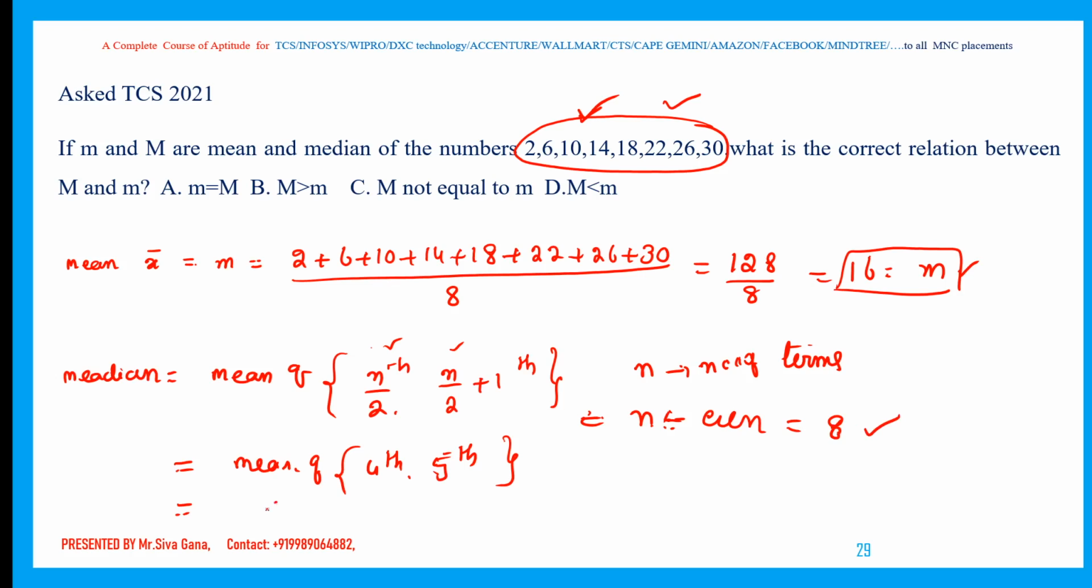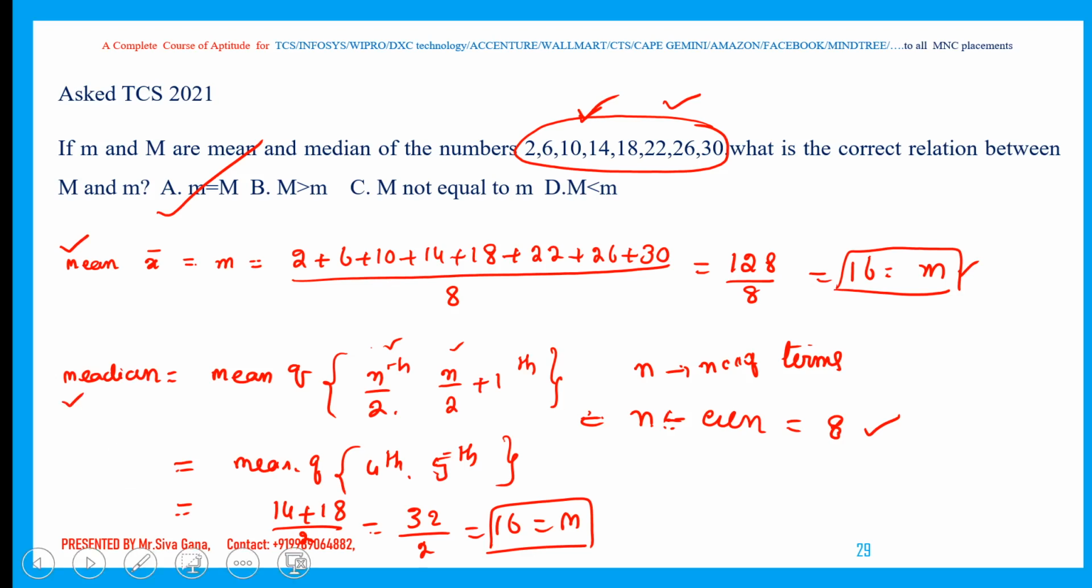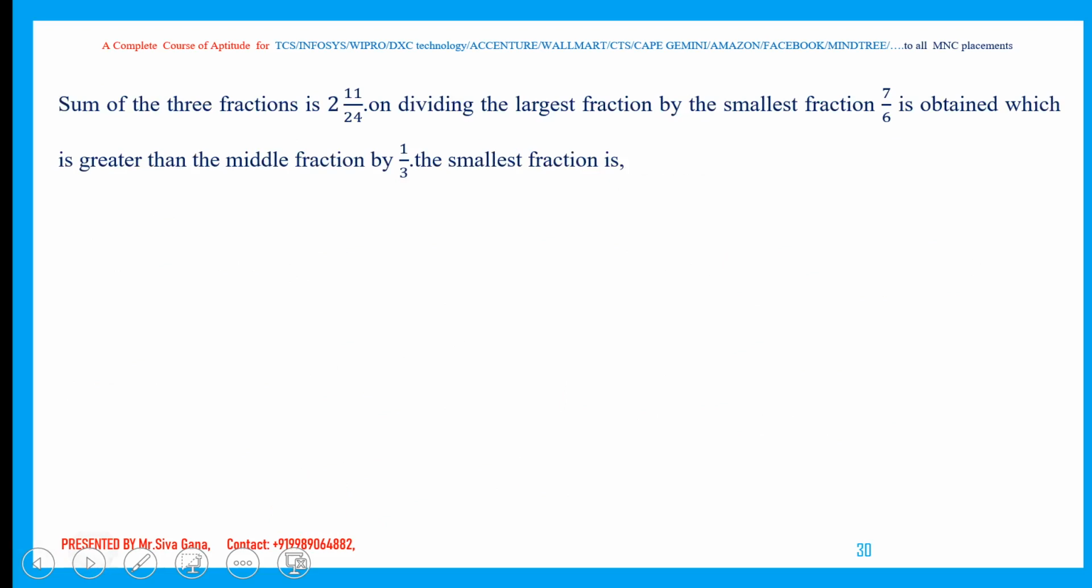So 14 plus 18 divided by 2, which is nothing but 32 divided by 2, nothing but 16. This is the median. So what happens here? Mean and median both are equal. First is the option. Mean and median both are equal, right? One of the important model questions, where an individual series is given and they ask to calculate the mean and median or variance, standard deviation, like this, right? This is a question from mathematical statistics.